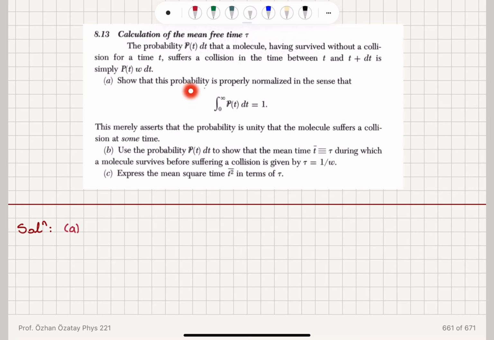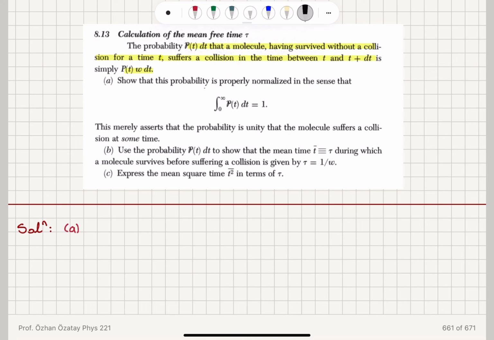Part A showed that this probability is properly normalized in the sense that the integral from 0 to infinity of P of t dt is 1, and this merely asserts that the probability is unity that the molecule suffers a collision at some time t. Okay, so the probability, this funny P of t dt, that a molecule having survived without a collision for a time t suffers a collision in the time between t and t plus dt was P of t omega dt.